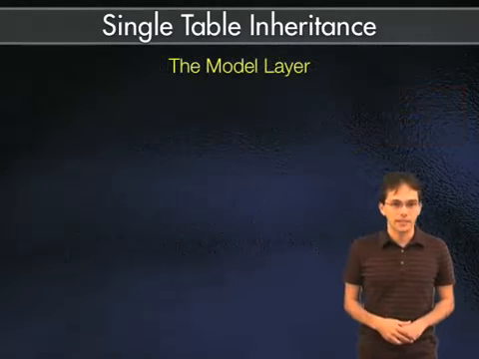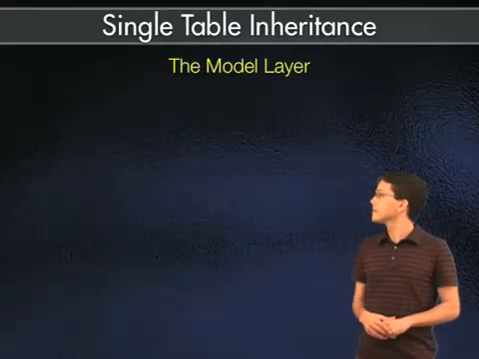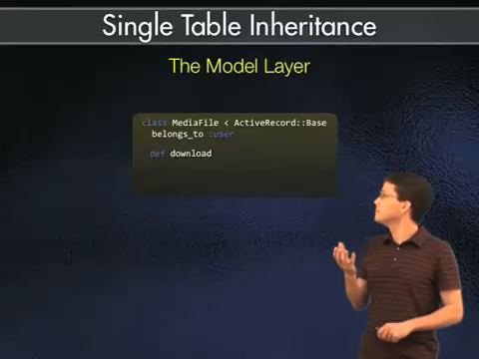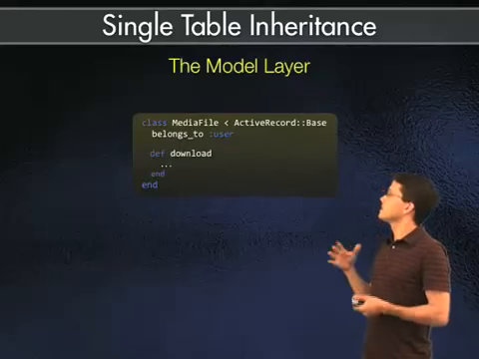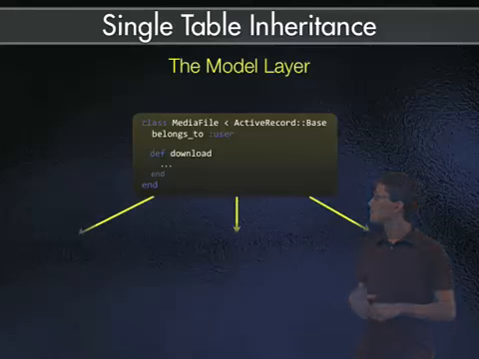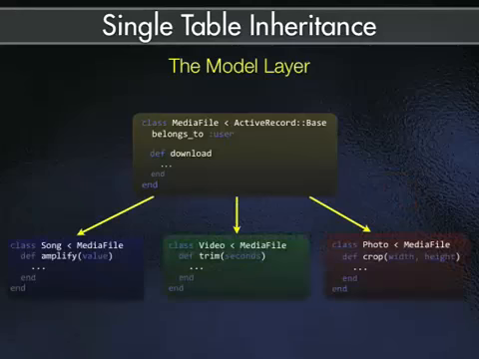On the model layer for single table inheritance, it looks something like this. We create a new model called media file, and this belongs to user. We can also add functions in here. And each of our media types, song, video, and photo, inherit from this model. So they all inherit, they all now belong to user. They all have that download method, but they also have their unique methods, amplify, trim, and crop.